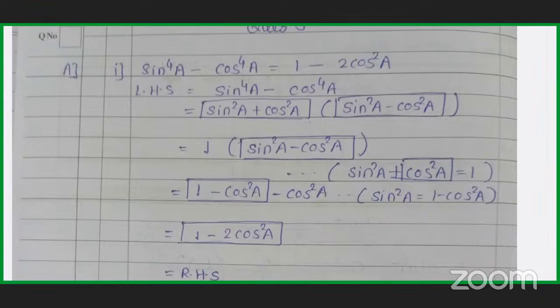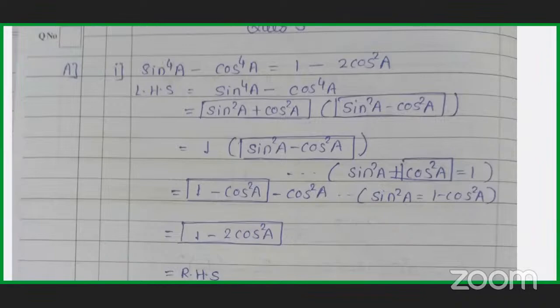So we have to write in the first box sin square a plus cos square a, and in the second box sin square a minus cos square a. In the first box, it is again an identity: sin square a plus cos square a is nothing but 1. Sin square a minus cos square a, this is remaining.